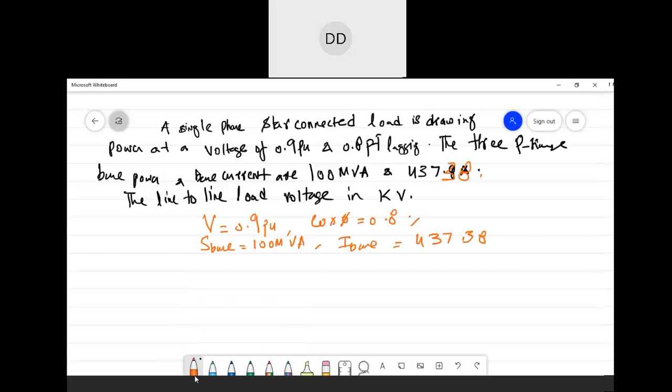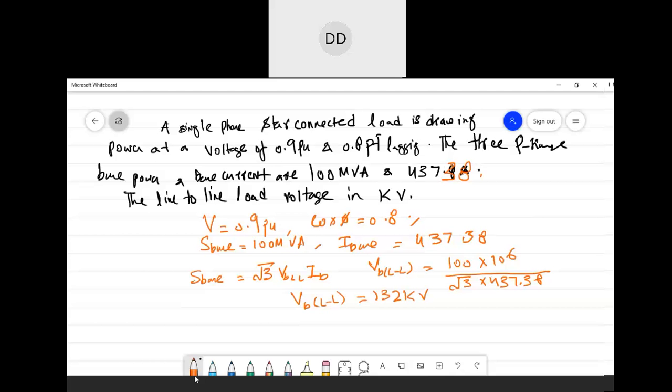Now for a three phase star connected, you'll write root 3 VB LL IB. So this is your complex power. To calculate your VB line to line, S base is 100 MVA, 10 power 6, your I base is given, root 3 will come down and you calculate 437.38. Once you solve it, VB line to line comes around 132 kV.